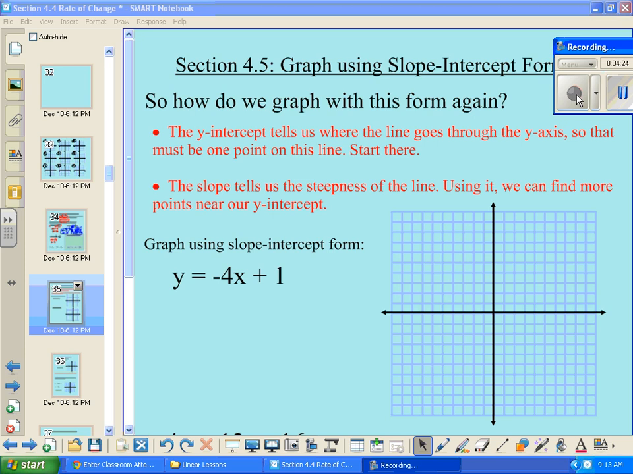When it comes to graphing using this form, what do we do? Well, again, we talked about this in the previous lesson. If you're still having trouble with it or need a little refresher, then look back to the previous lesson on section 4.5. That one also shows you how to graph using slope-intercept form. But I will review it here as well.